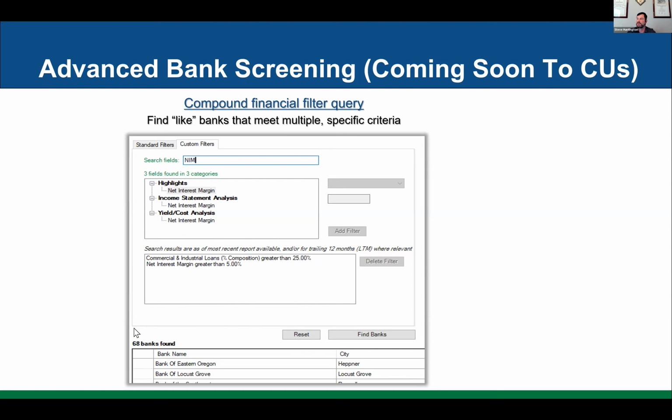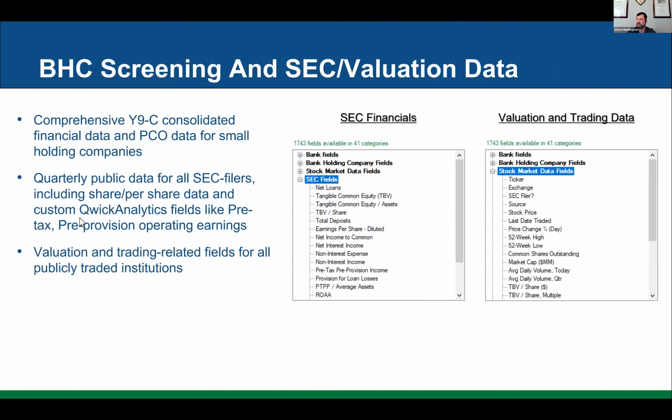On the next slide, Sean, if you can go to the next one. This also reminds us that in addition to the bank and credit union data, we have a full comprehensive list of fields from 10Qs and Ks on the SEC side, and valuation data and trading data like tickers and exchanges and volume, tangible book value per share, price to book, all that kind of good stuff.